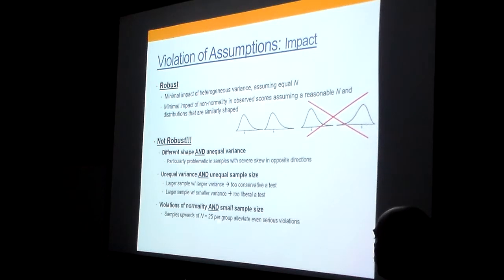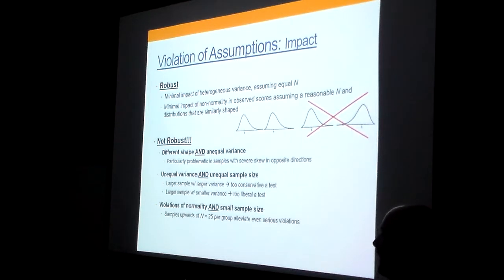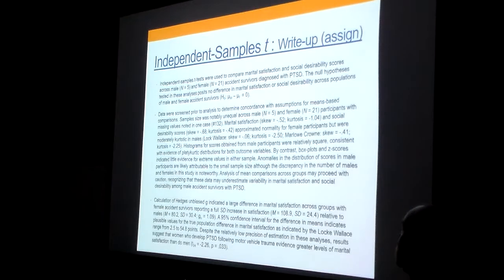If I've got violations of normality and small sample size, that's also a problem. Again, if I'm getting samples of 25, 30, I start to be better about things, but this isn't a clear, bright line, a magical number, right? You should still be wary of some of these things.